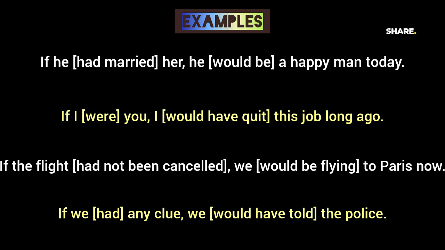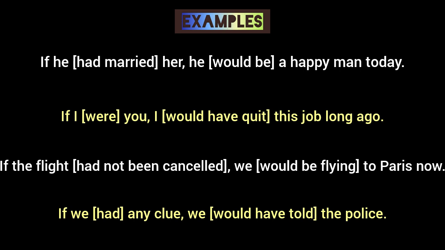If the flight had not been cancelled, we would be flying to Paris now. As you can see, the if clause contains a hypothetical condition of the past time, had not been cancelled. Obviously, the flight was cancelled and so we are not flying to Paris now. So the first part of the sentence or the conditional clause is of type 3 conditional sentence, but the result clause has a hypothetical or imaginary result pertaining to the present time. Would be flying to Paris now. This is an imaginary result of the second conditional type. Hence, it's a mixed conditional sentence as well.